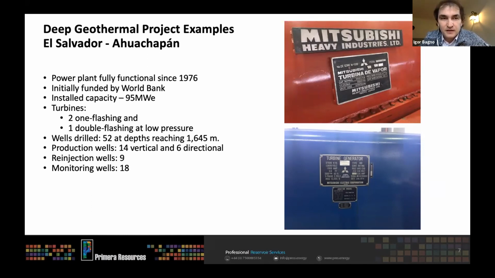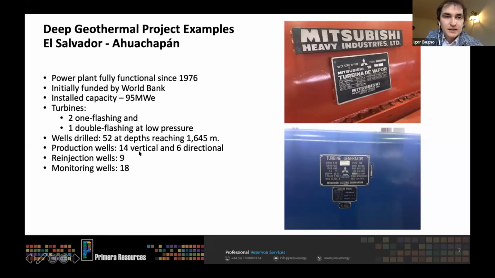are single flash, and one of them is a double flash, which means they take steam. You take water, you drop the pressure, you generate steam, it passes through the turbine, and you generate electricity. Then it's still at quite high pressure. You drop the pressure a second time, you generate steam again, and you go through a second turbine, generating electricity again.